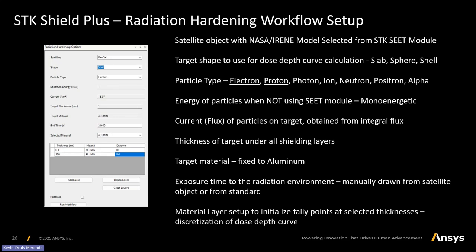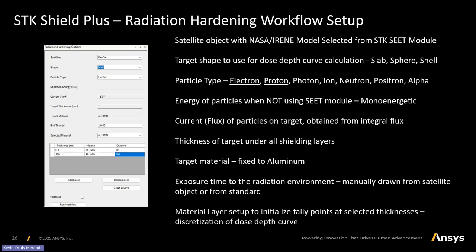The particle type, we have electrons and protons. Those are defaults from AE8 and AP8, and we have databases in STK to be able to draw the energy spectrum for these particles specifically. In case you don't use these and you want to use a photon, ion, neutron, positron, or alpha, which are all particle types that you can select from, at that point you can select an energy and give it a monoenergetic value and create a dose depth curve for those as well.